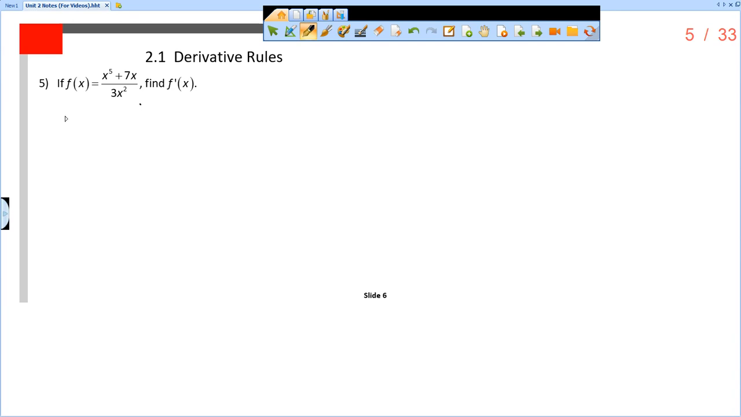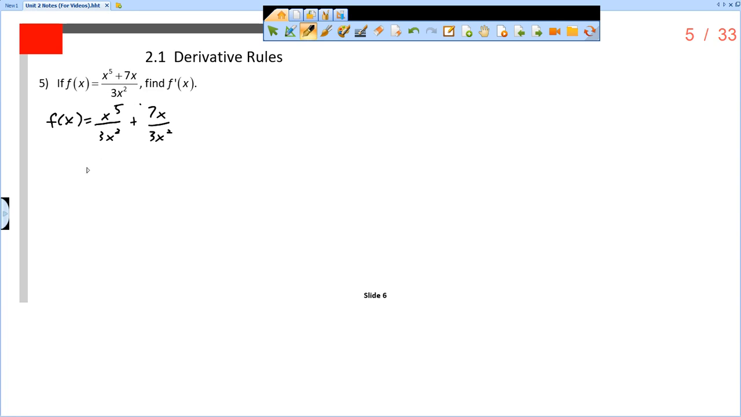All right, so there are two ways that we can do this. The first way is to rewrite this by taking f of x and splitting it up into x to the fifth over 3x squared plus 7x over 3x squared. Now remember, you can only do this if there's a single term in the denominator. Remember, a term is something added or subtracted. So if there's one term in the denominator, we can do this. If it was flipped, we could not do this.